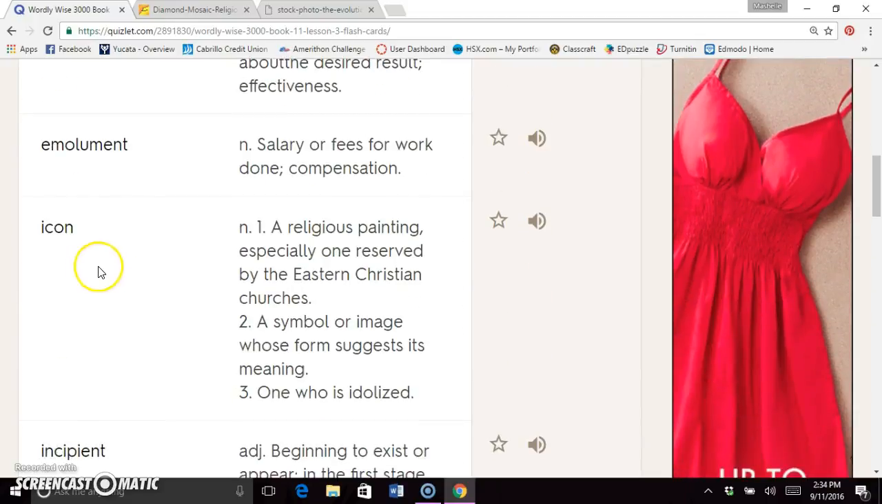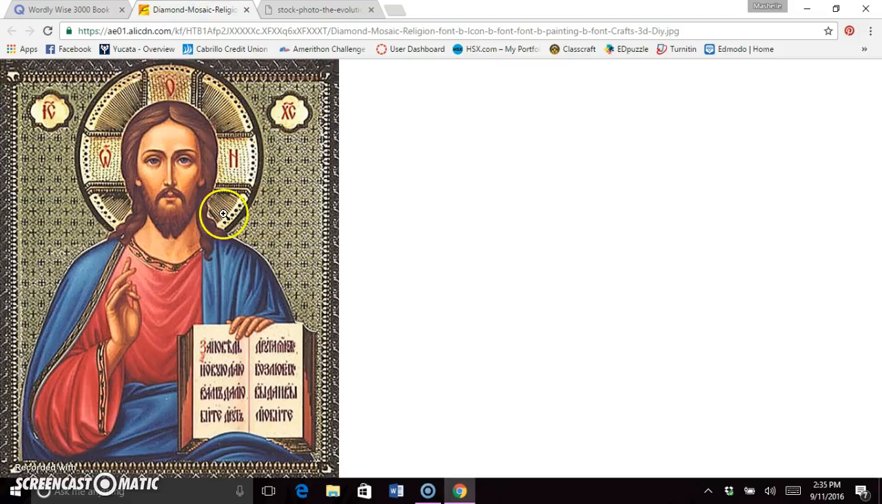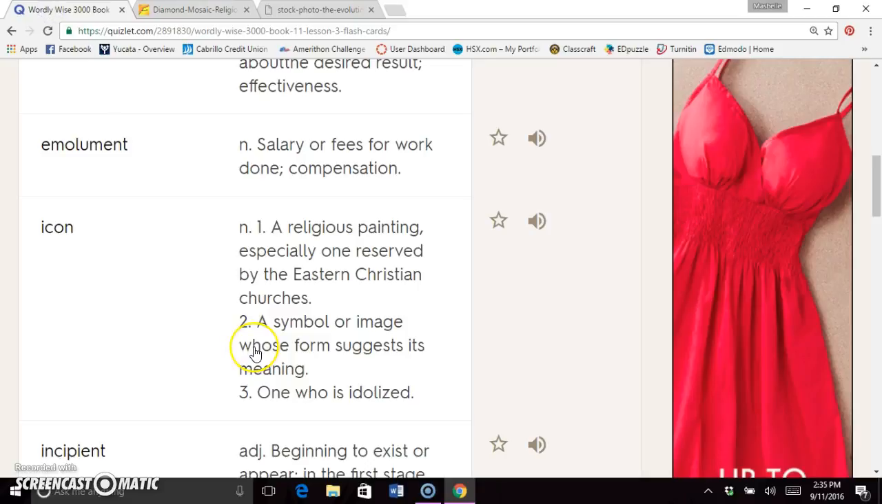Okay, icon is a noun. We have three different definitions here. A religious painting, especially one reserved by the Eastern Christian churches, as in one that they look up to and keep. So if you actually look here, this would be an icon painting, the idea of a painting of Jesus holding a book in the original Hebrew. It's very religious, very iconic, and has that idea in there of the first definition.